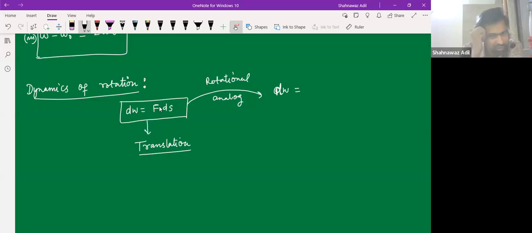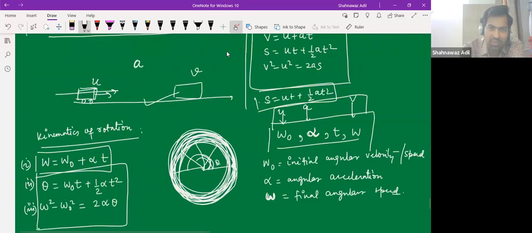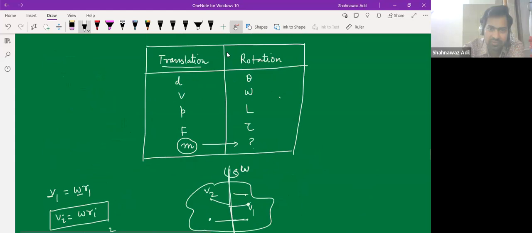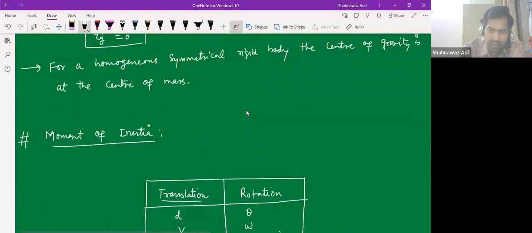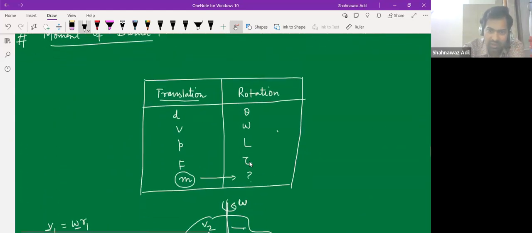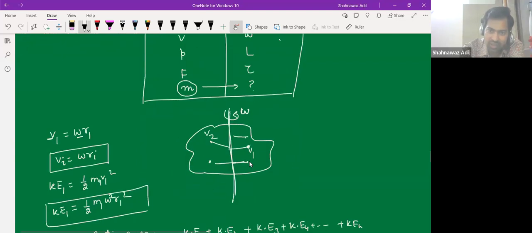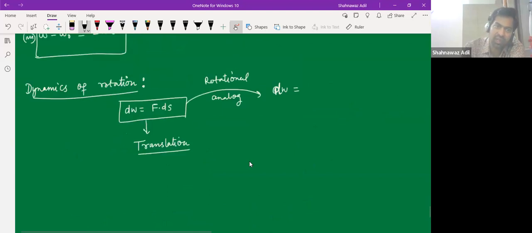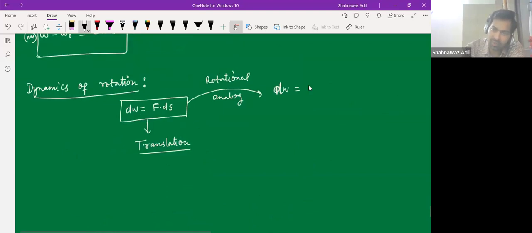Rotational analog of force. That is why this table is important. Torque. Yeah, the alarm is saying torque. Torque, right? So the work done in the case of a rotating body would be tau d theta, right? So this is the work done.